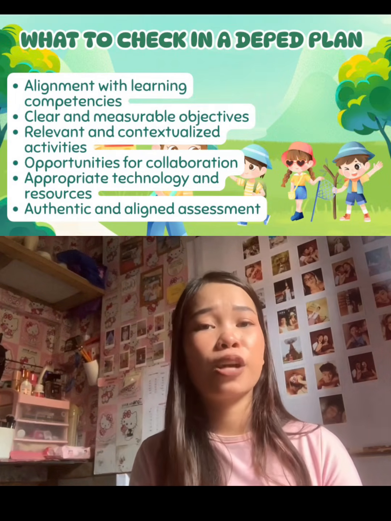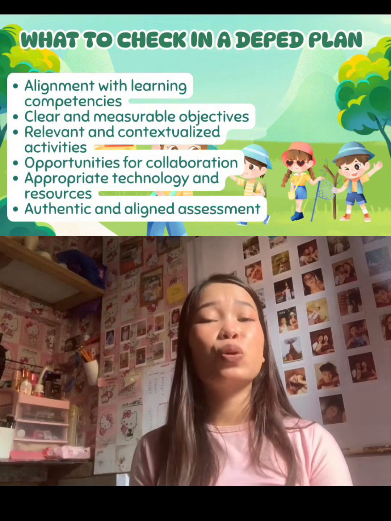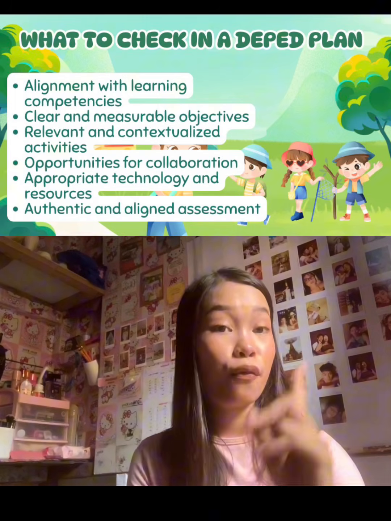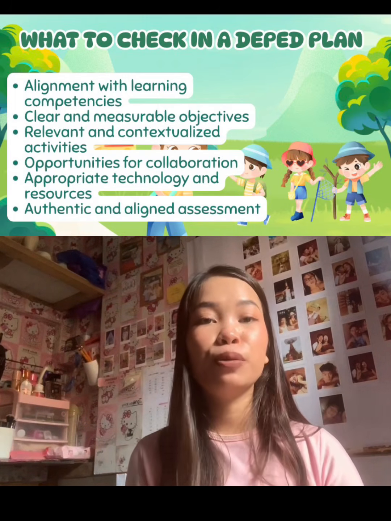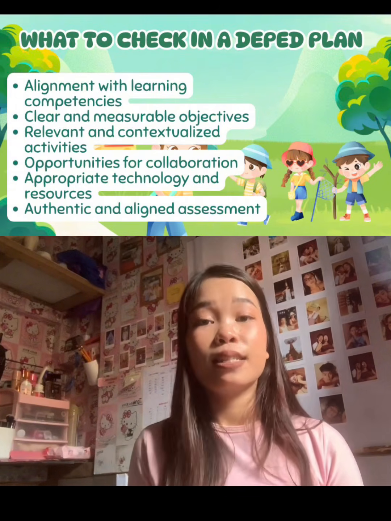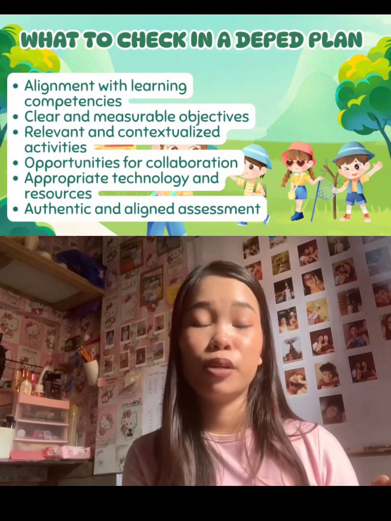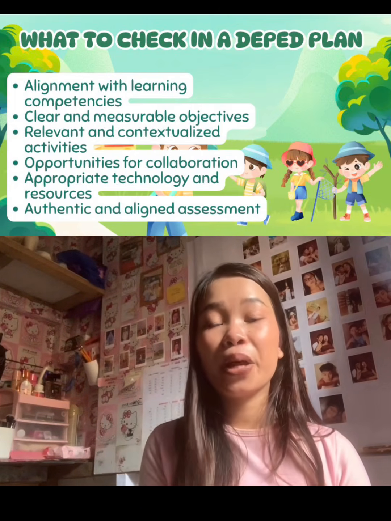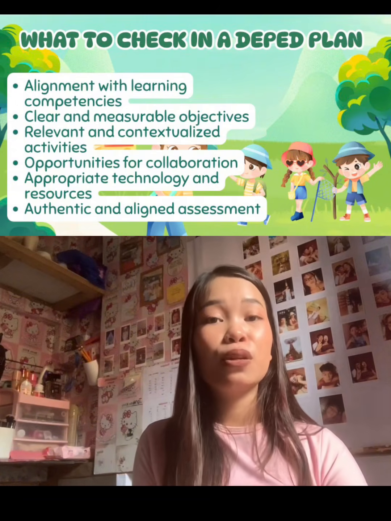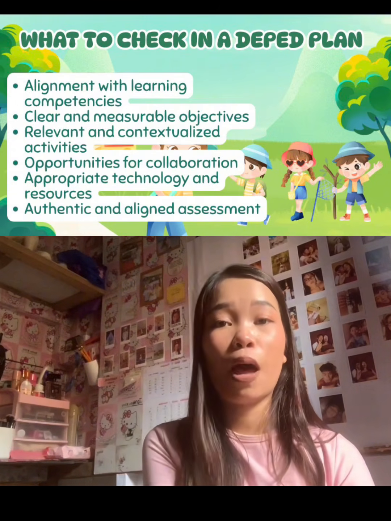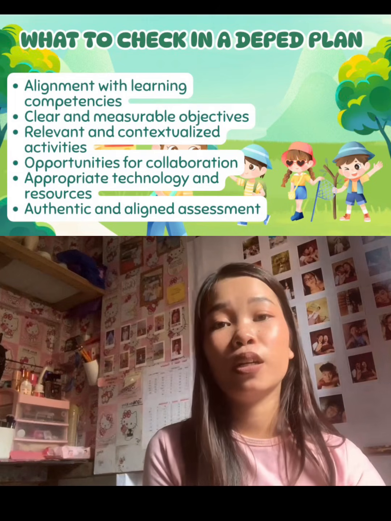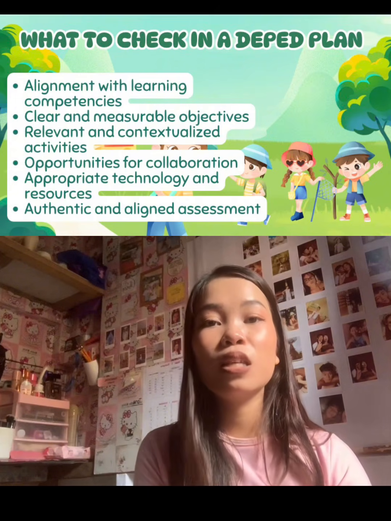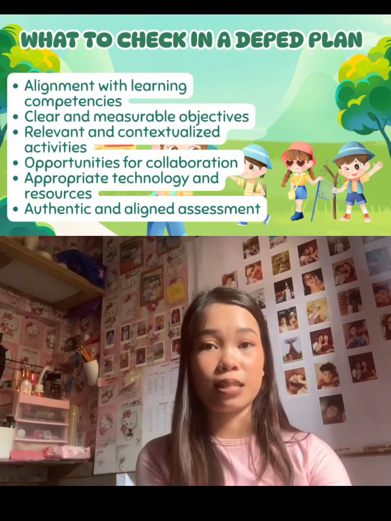So, what to check in a DepEd plan? When analyzing a DepEd lesson plan, there are several things we need to check. First, the activities should be aligned with the learning competencies. Second, the objectives should be measurable. Third, the activities should be relevant and appropriate for the learners. Fourth, students should have opportunities to collaborate. Technology can also be included when it supports the learning objectives. And finally, the assessment should measure whether students actually achieve the intended competencies.